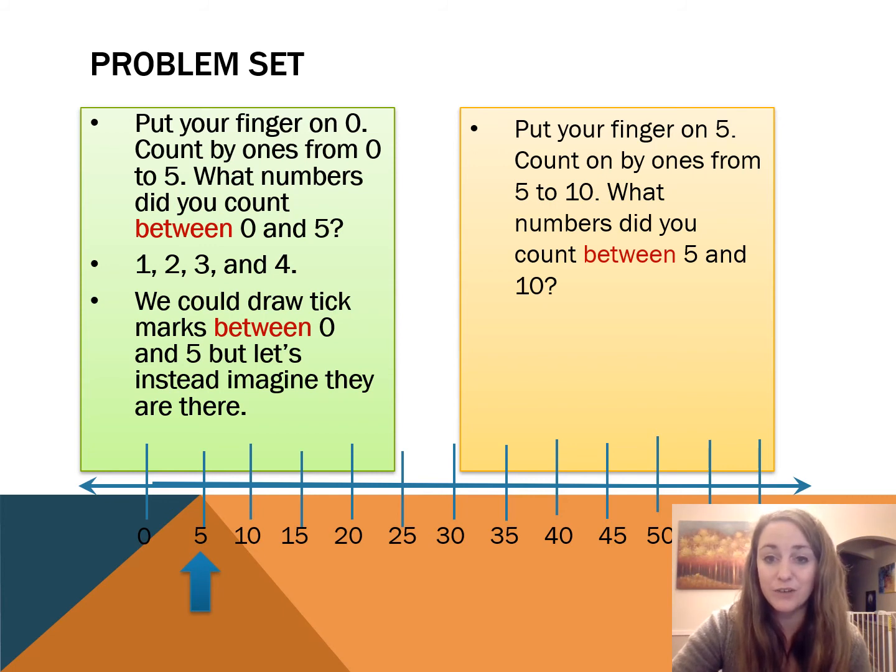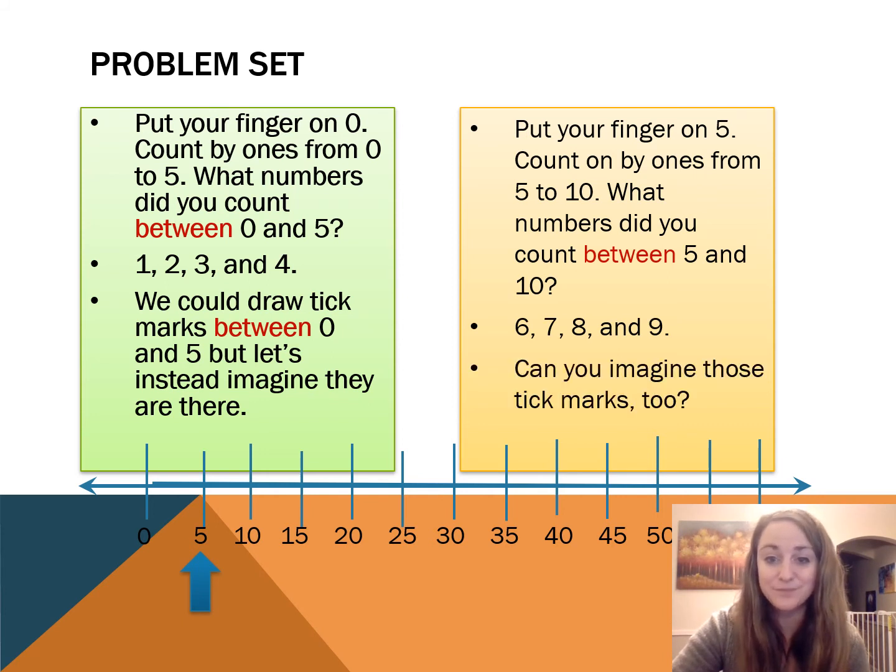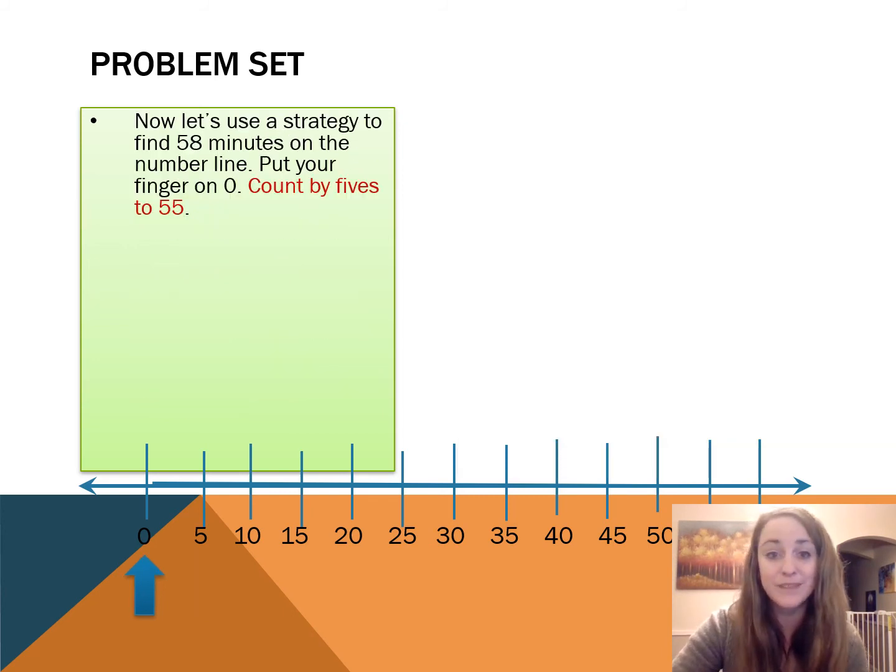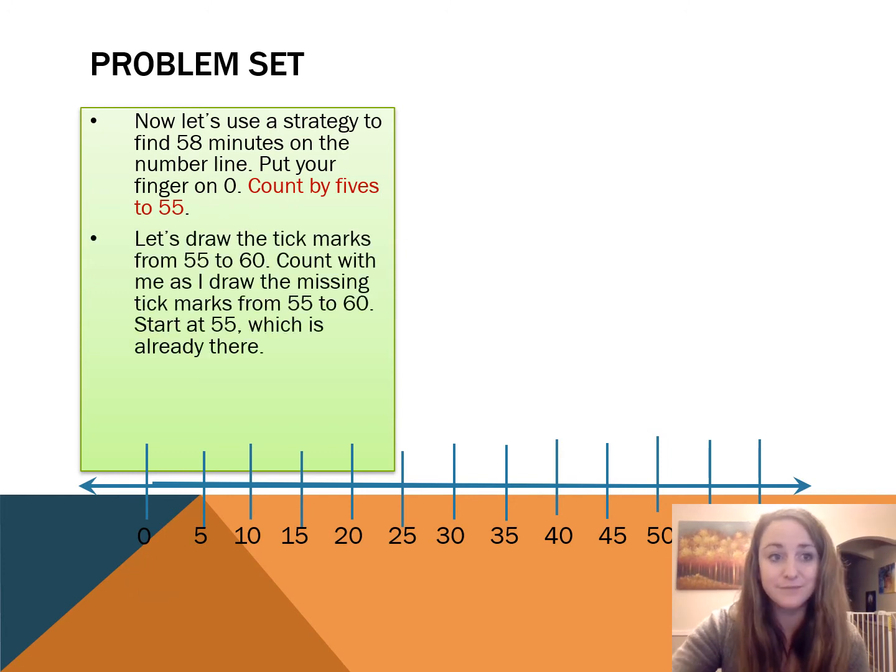Put your finger on your 5. Count by ones from 5 to 10. What numbers do we count between 5 and 10? 6, 7, 8, and 9. Can we imagine that those tick marks are there too, even if we don't draw them? Yes, we can. Now, let's use the strategy to find 58 on the number line. Put your finger on 0 and count by 5s to 55.